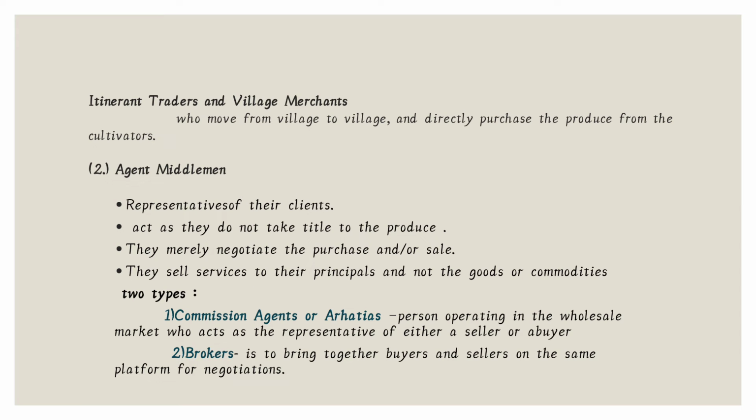So, itinerant traders and village merchants. Itinerant traders are petty merchants who move from village to village. They directly purchase the produce from the cultivators. They transport it to the nearby primary or secondary market and sell it there.